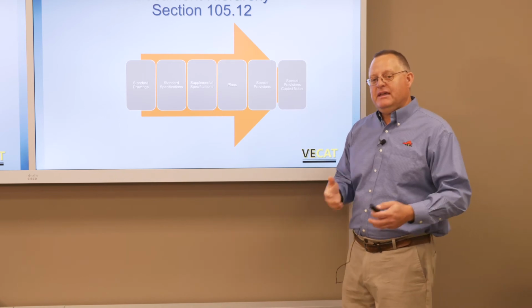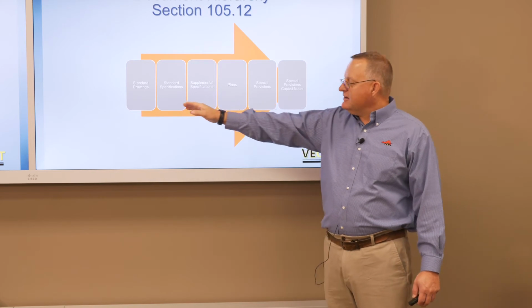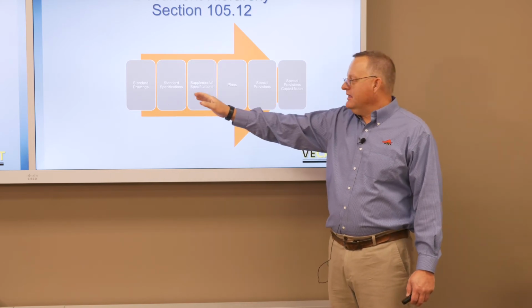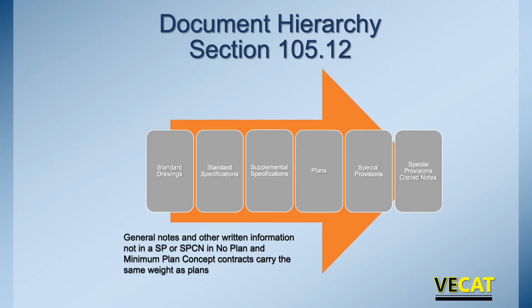So you just need to keep in mind, when you look at a contract, if you have a standard specification, is there a supplemental? Is there a special provision? Or if there's plans, are there some notes in those plans that override? So you have to look at the overall contract document, all that part of it, to understand what you're doing. Very important in cold in place recycling. While it's just as important in cold plant recycling, doing CCPR, you're dealing more in the special provision copied notes and special provisions realm for the materials itself.